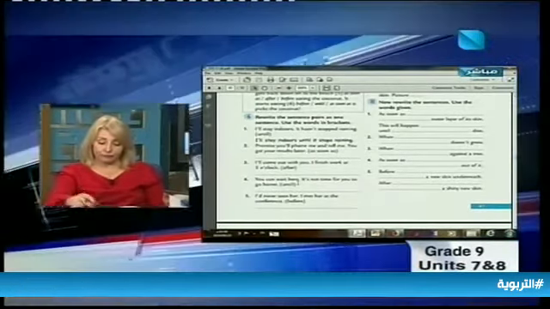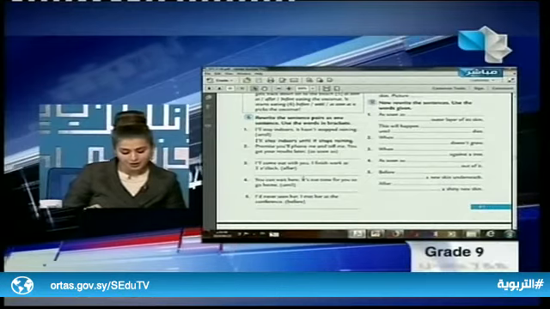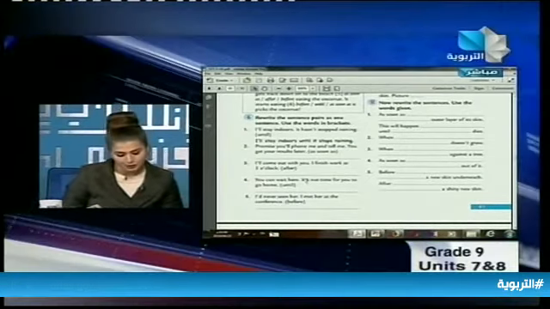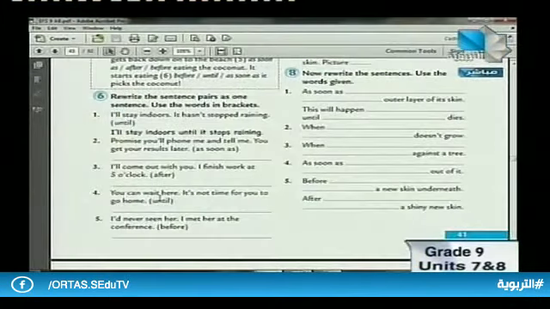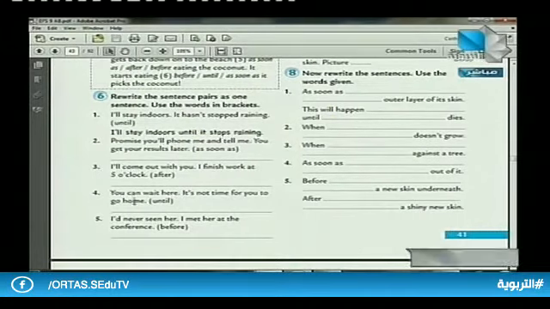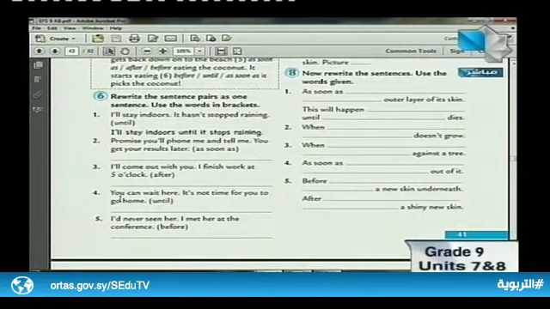Number 4, you can wait here until it's time for you to go home. I think here we have some mistake. It has to be, it's time for you to go home. It isn't time for you. Please correct it in your book. Or we can change the sentence using this linking word.